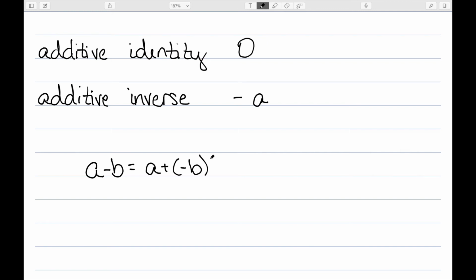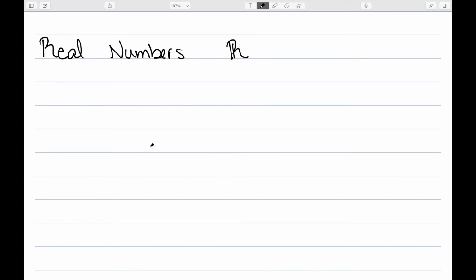So let's look at some examples. The easiest examples of rings are just the real numbers. We already know the real numbers form an additive group. We know that multiplication in the real numbers is associative. And we know that the distributive property holds for real numbers.